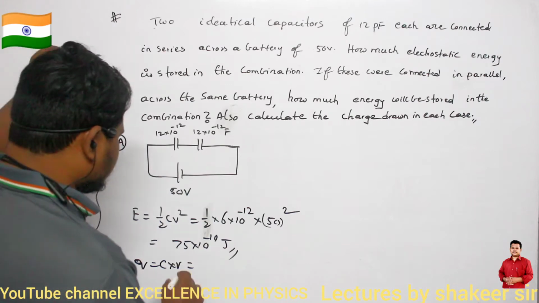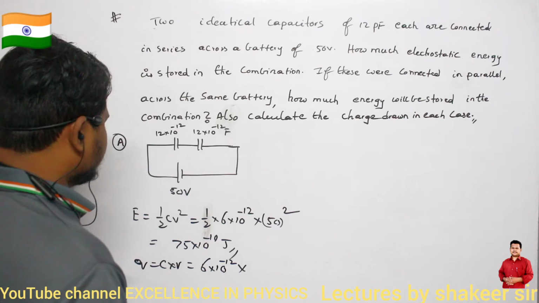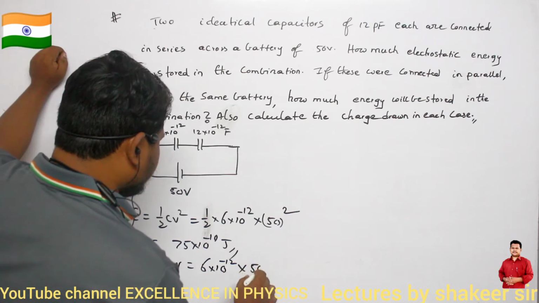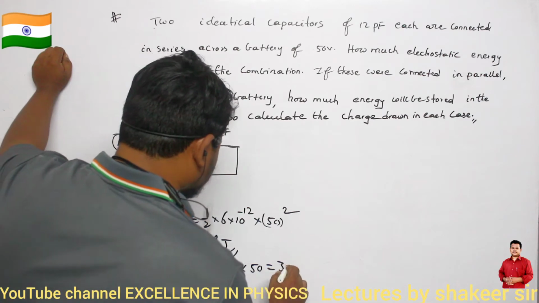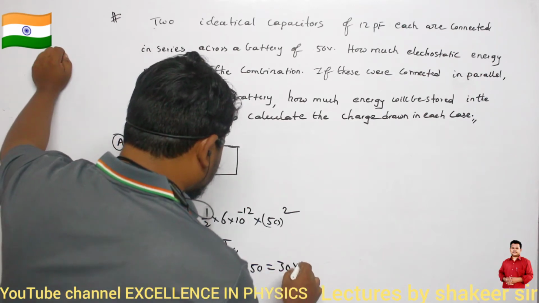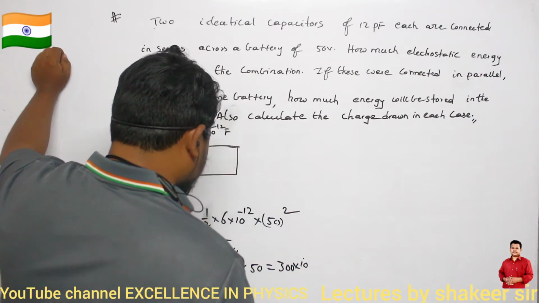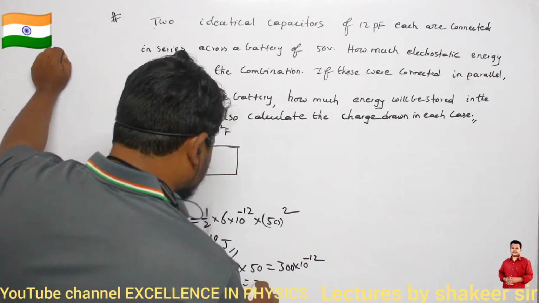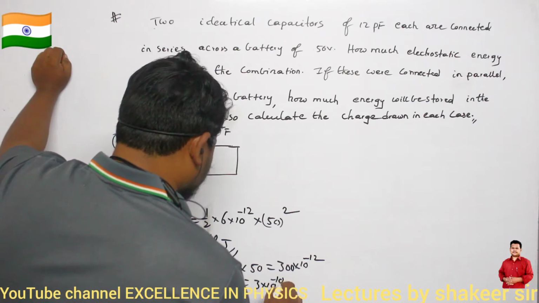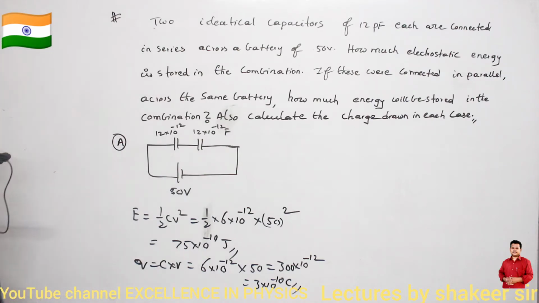Equivalent capacitance is how much? Equivalent capacitance is 6 into 10 power minus 12. And what is the potential difference? Potential difference is 50. Clear? So 5 6s are 30, so 30 into 10 power minus 12 with one more zero, so 300 into 10 power minus 12. So if I do this calculation, 3 into 10 power minus 10 coulombs of charge. So this much amount of charge is drawn in the first case.